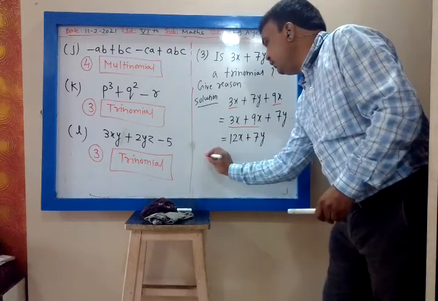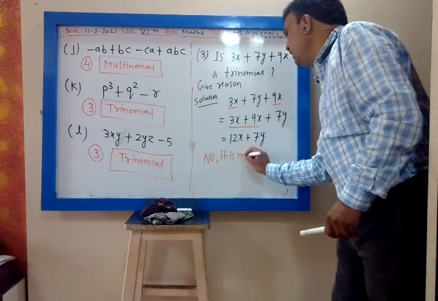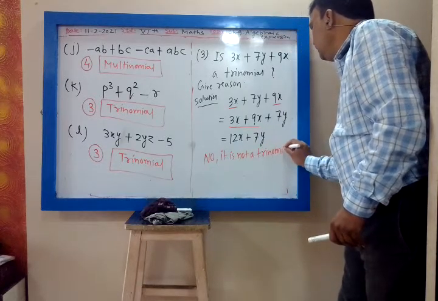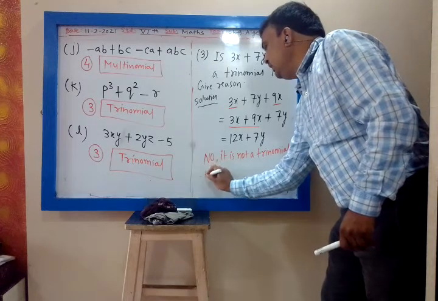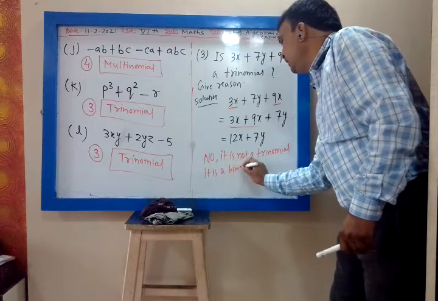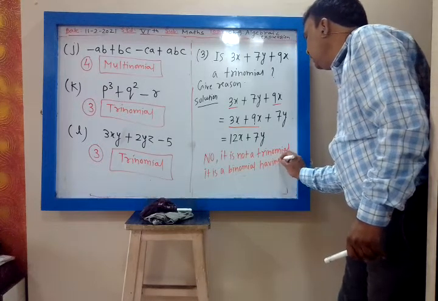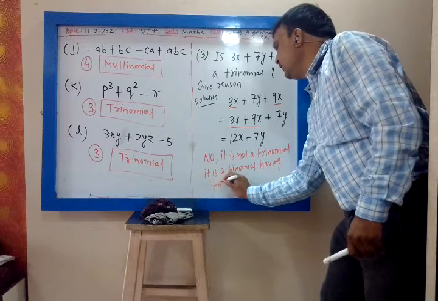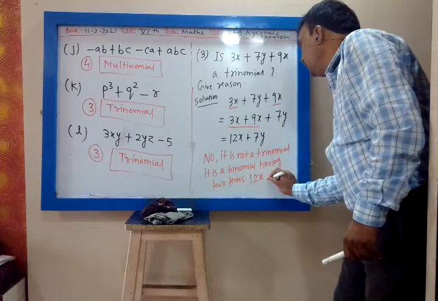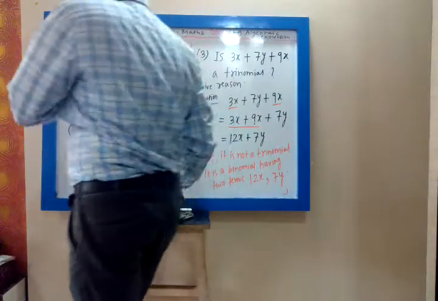No, the answer is no. It is not a trinomial. It is a binomial, having two terms: 12x, 7y. It is not a trinomial. It is a binomial.